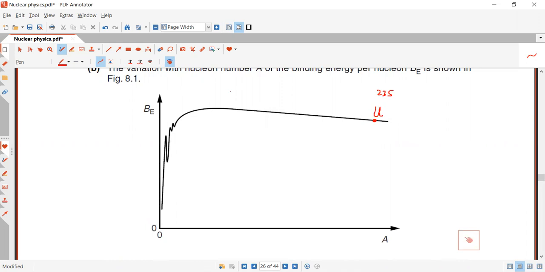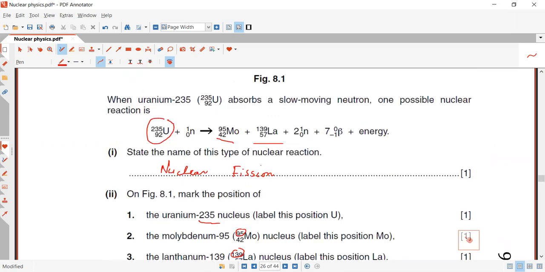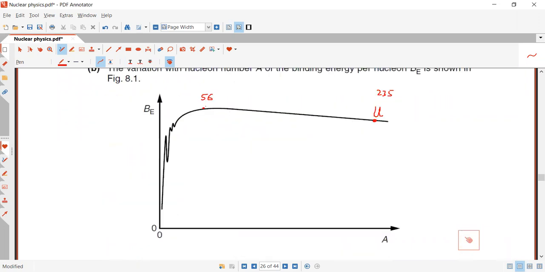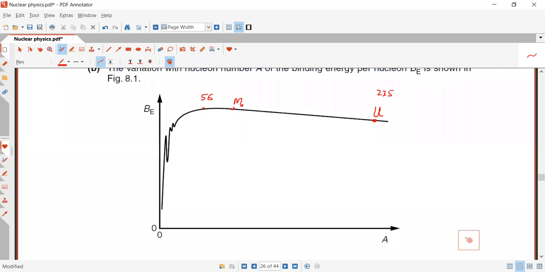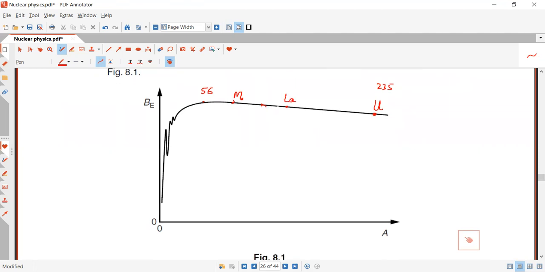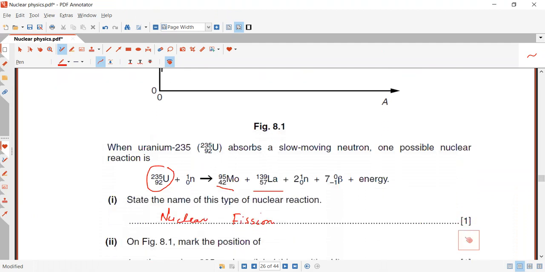Right, so now you can estimate that this top is 56, which is iron. This is for your information. Then 95 is molybdenum, so it will be somewhere here, right? And lanthanum is 139, so it will be somewhere not here, but here. So this is how you're going to estimate the position.